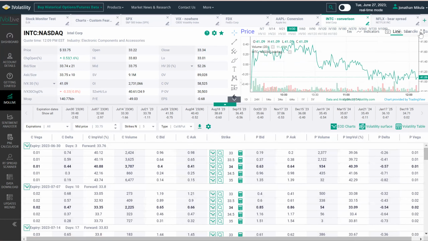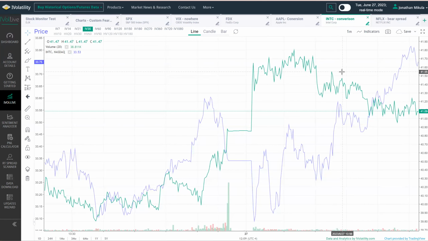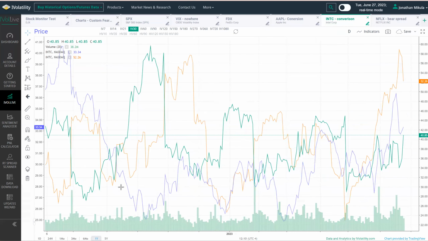For a different reason, I feel like Intel is also a good candidate. So let me get this bar out of my way here. Pull up our chart that I had. So if you look at a 1-year chart of Intel, there's a lot going on here. So if you're just new to our program, don't get confused. What this means is, price is in blue. So we could see Intel's price here. IVX, so implied volatility, is in green. And then historical volatility is in orange.